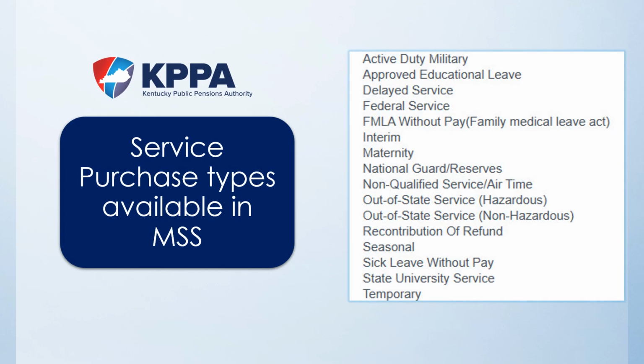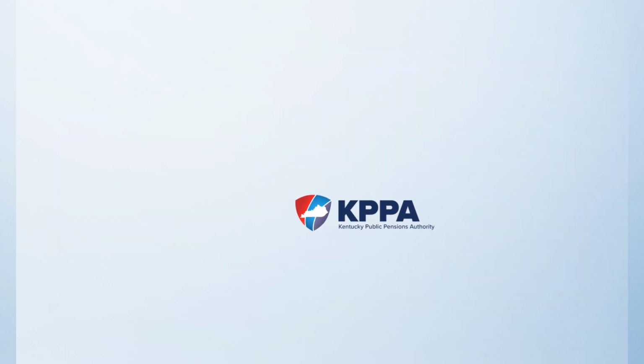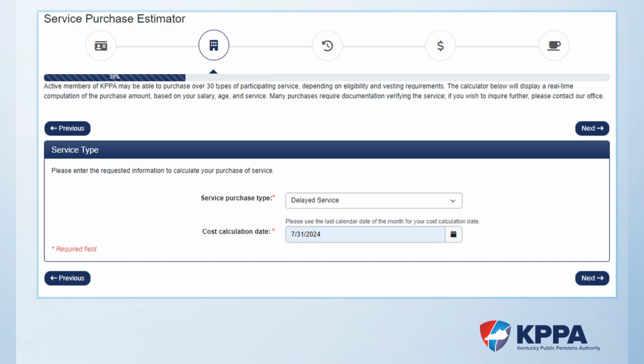This is a listing of all the purchase types available in Member Self-Service. The estimator does not check for eligibility, but it does check for date overlaps with existing service. In our example, I have chosen a delayed service purchase with a cost calculation date of July 31st, 2024.